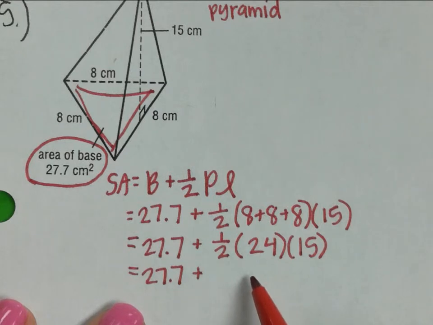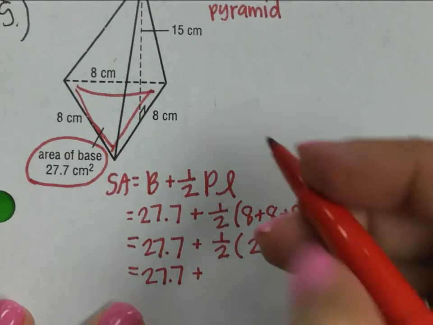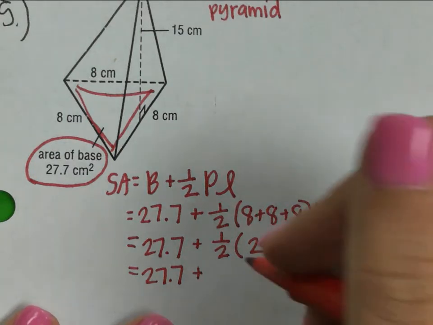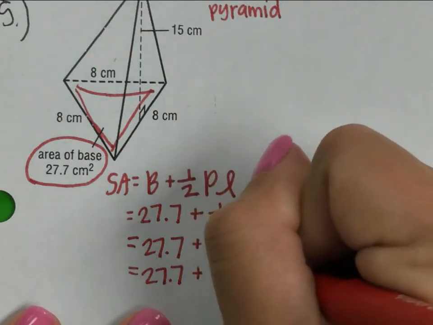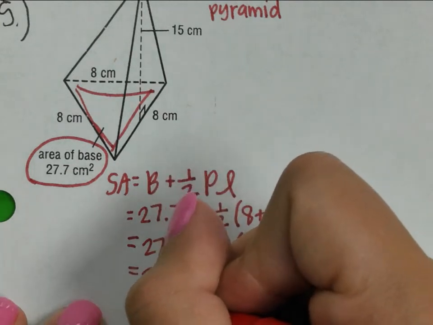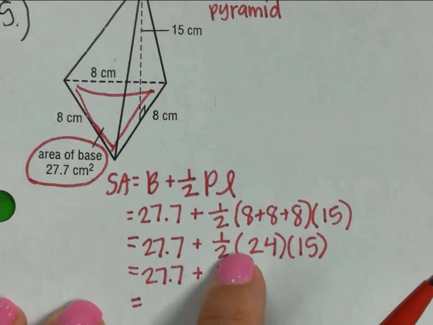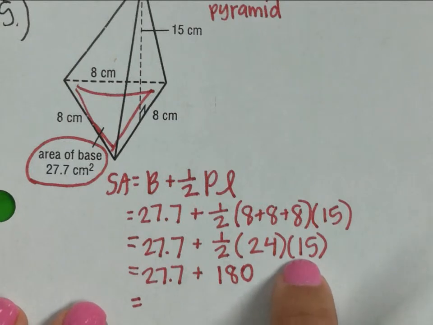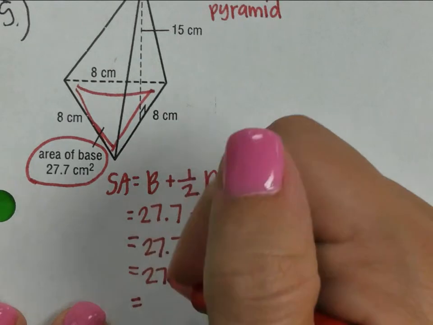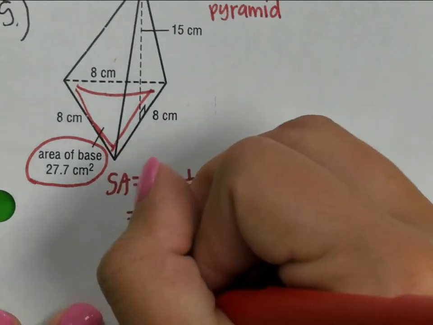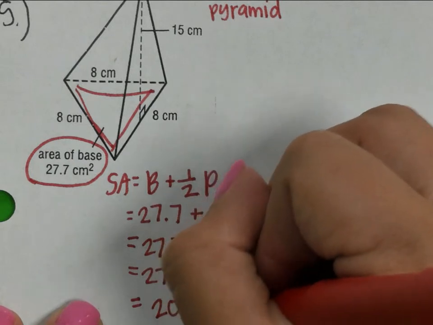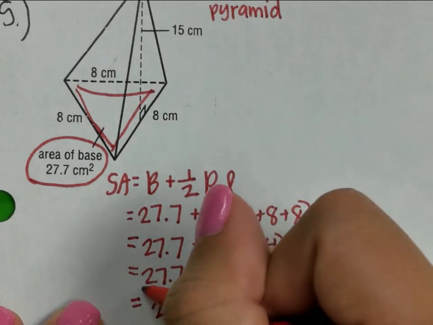180. All I'm doing, Amaya, is 1/2 times 24 times 15. Now add those two together. What do you get, Olivia? 207.7. 207.7 centimeters squared.